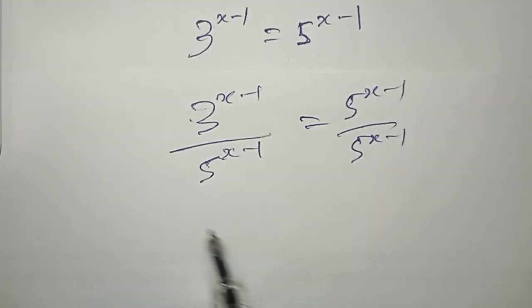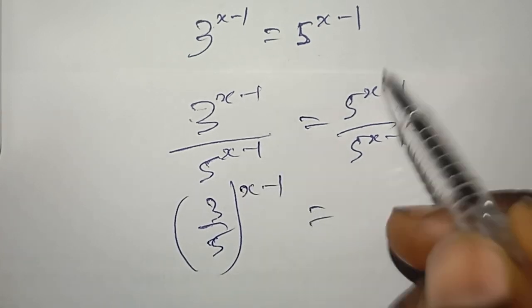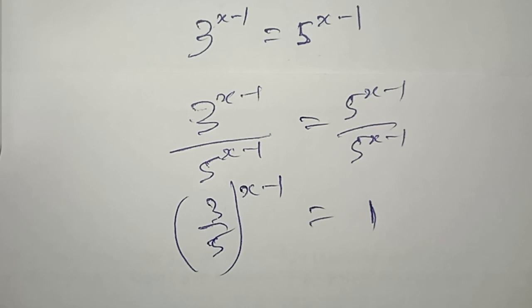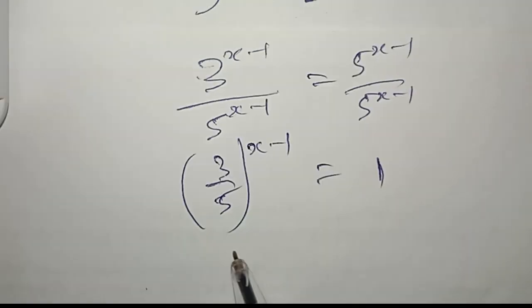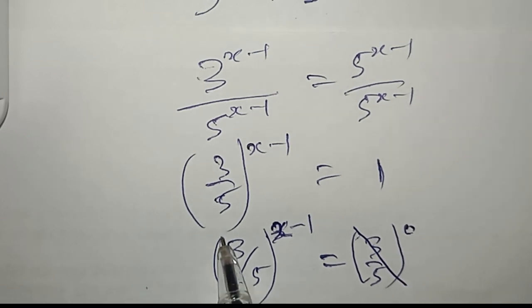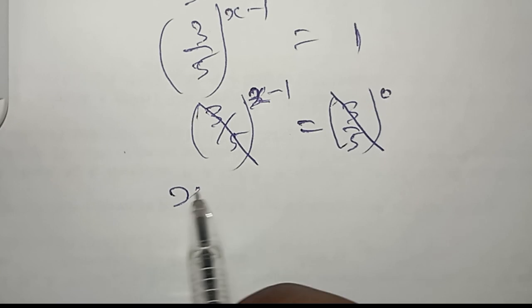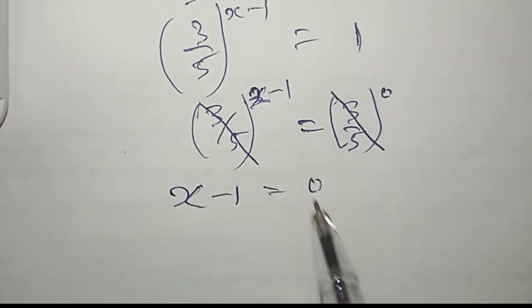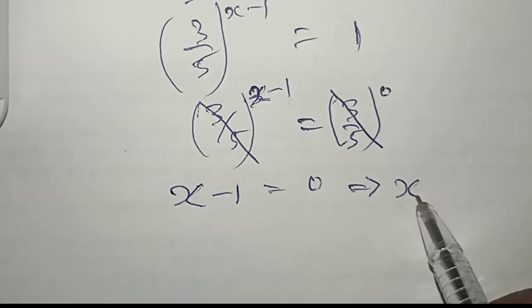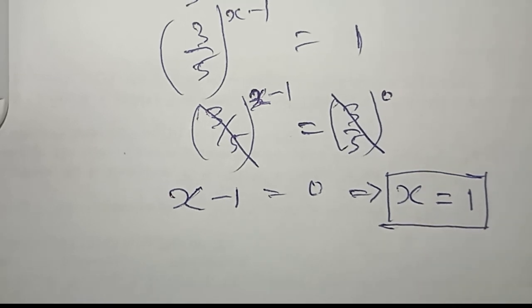So this side I'm going to be having 3 over 5 all power x minus 1. Of course, this one will give me a 1. I can also write this one here as 3 over 5 power 0, so that this 3 over 5 can cancel this since they have the same base, and then I can go ahead to equate the powers, which of course is x minus 1 is equal to 0, and from here x is equal to 1. So this is the first solution to this equation, x is equal to 1.